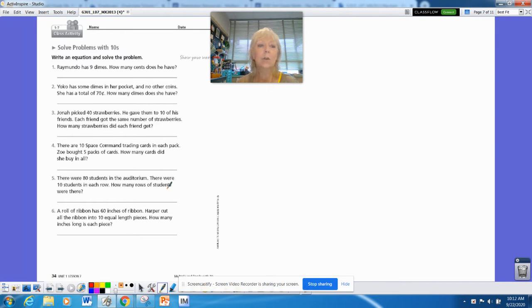And let's take a look quickly here at problem number 4. So here's number 4 right here. And what does it say? There are 10 Space Command trading cards in each pack. Zoe bought 5 packs of cards. How many cards did she buy in all? Okay, so as you look at that, what are our numbers?